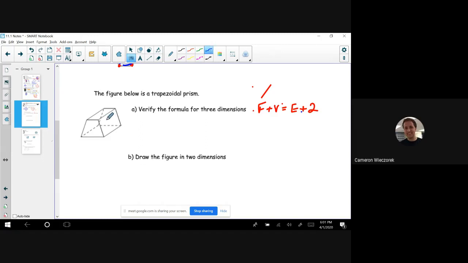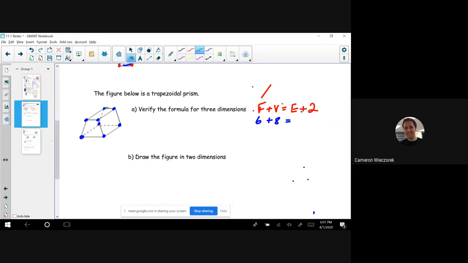So counting, I have 2 trapezoids. I have 4 rectangles, 1 on the top, 1 on the bottom, 1 on the left, 1 on the right. So I have, I'm going to get my counting correct this time, 6 faces. Vertices, 1, 2, 3, 4, 5, 6, 7. Got that little guy at the top right corner. There's 8.